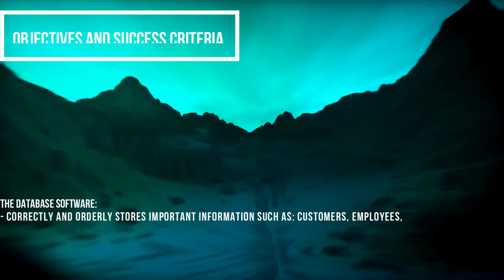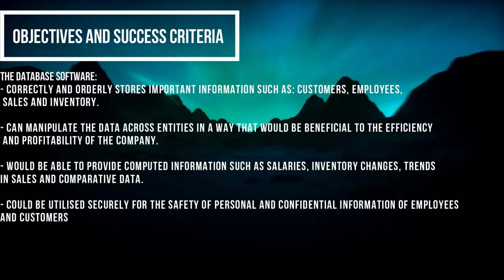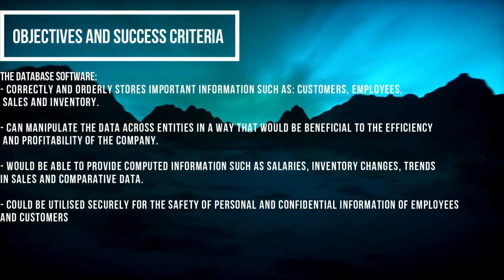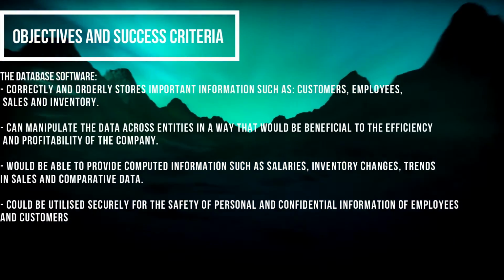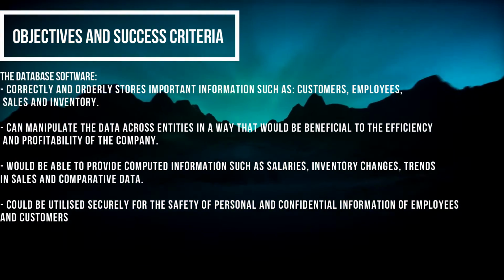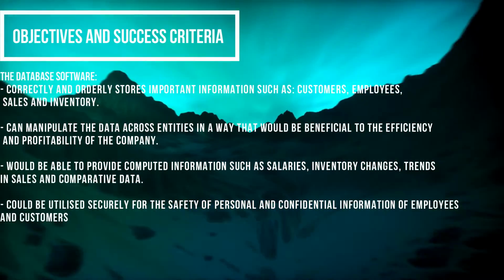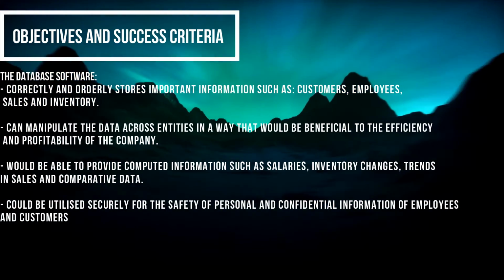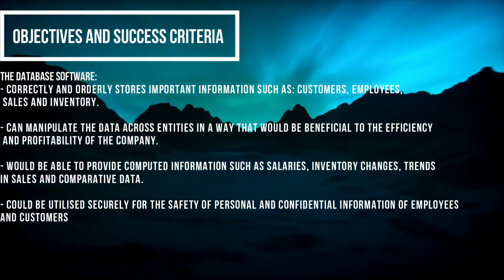The objectives and success criteria of the project are as follows on screen. The database software correctly and orderly stores important information such as customers, employees, sales, and inventory. It can manipulate the data across entities in a way that will be beneficial to the efficiency and profitability of the company. It would be able to provide computed information such as salaries, inventory changes, trends in sales, and comparative data. And finally, it could be utilized securely for the safety of personal and confidential information of employees and customers.